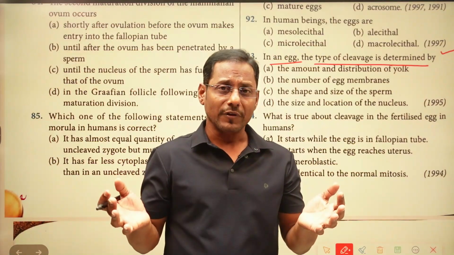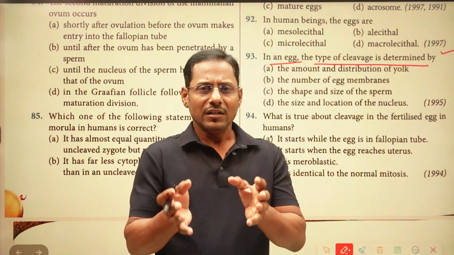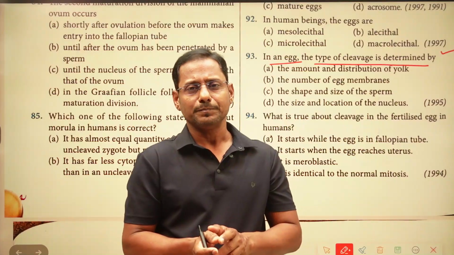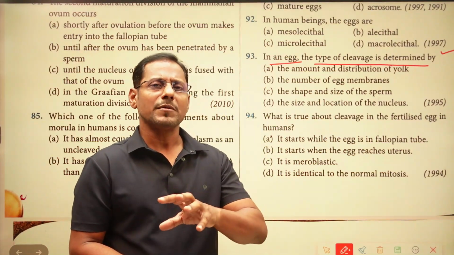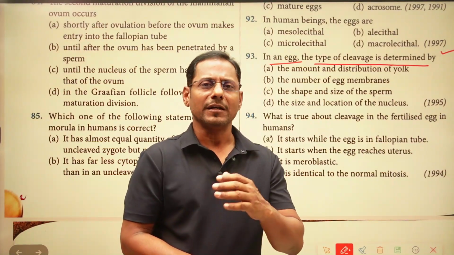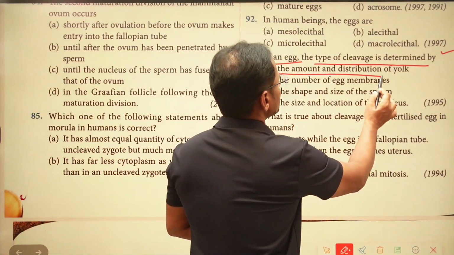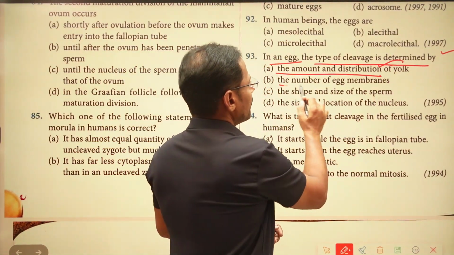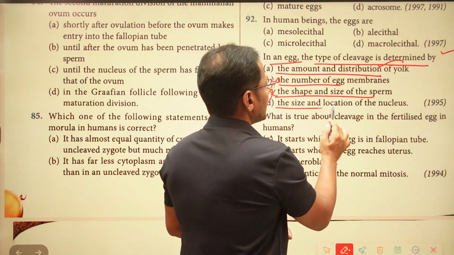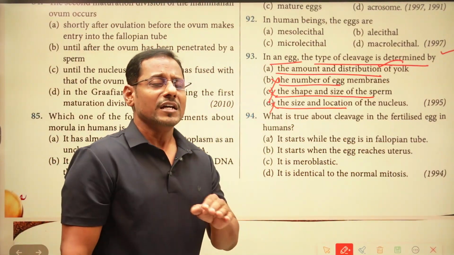If a more amount of yolk is present, what happens? It undergoes meroblastic division. That is, the zygote is going to be divided partially. If no yolk is present, what happens? The entire zygote is going to undergo the cleavage process. That particular process is known as holoblastic cleavage. The amount and distribution of yolk, this is the right answer. The number of egg membranes, not this one. The shape and size of the sperm, not this one. The size and location of the nucleus, not this one also. The nucleus is not at all going to affect the cleavage process.